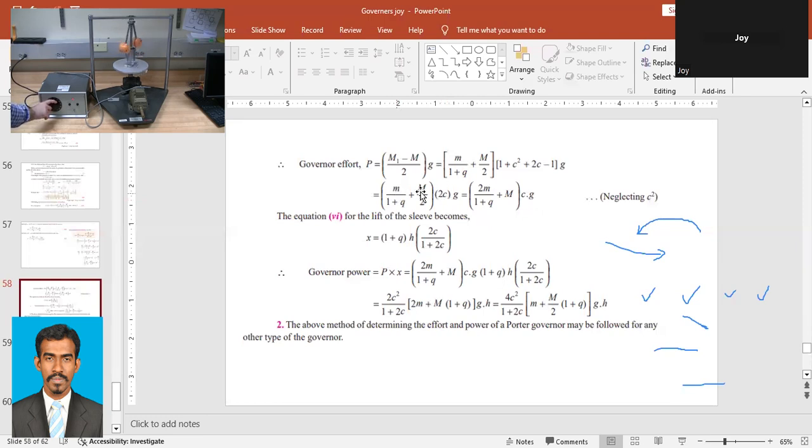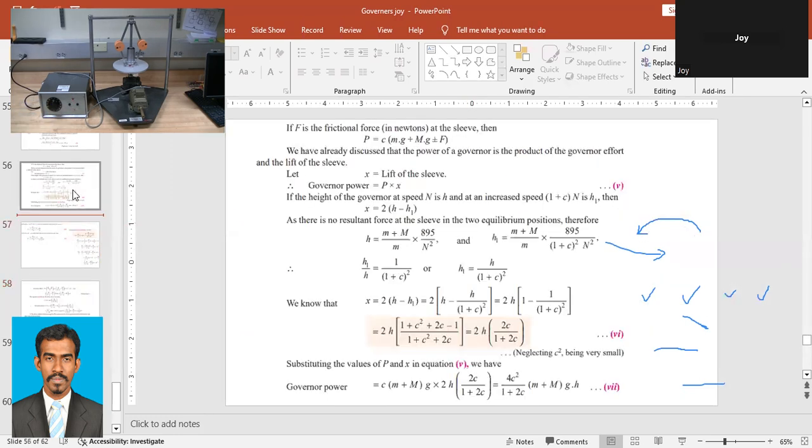So if I take this 2 inside, it will have 2m upon 1 plus q, 2m upon 1 plus q. This 2, if I take inside, then that 2 and this 2 will be cancelled out. So I will have only m into cg. Okay. So now the equation 6 for the lift of the sleeve becomes, okay, we'll see where's the equation 6.